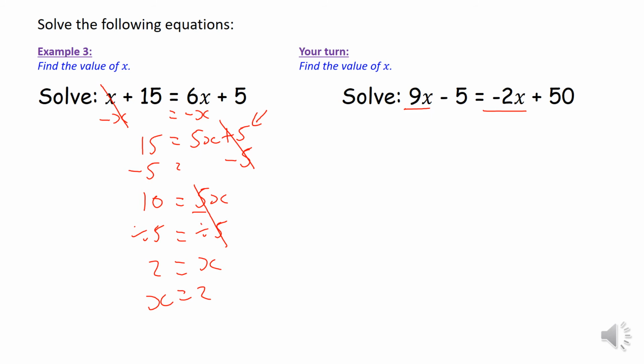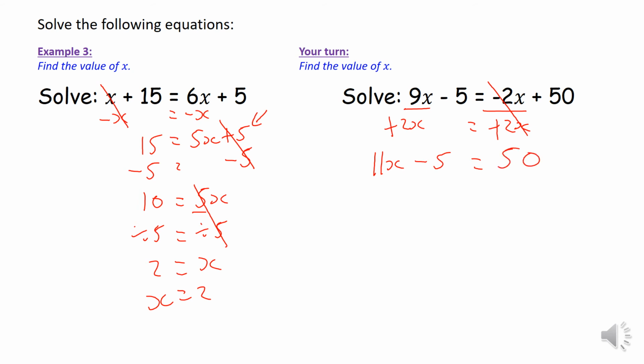Now how do I get rid of minus 2x? The way to get rid of minus 2x is by adding 2x. So I will add 2x on the right, and that will get rid of the minus 2x. Because I've added 2x on the right, I need to add 2x on the left also. So on the left hand side, I've now got 9x plus 2x, which is 11x, minus 5, and on the right hand side, I've got 50.